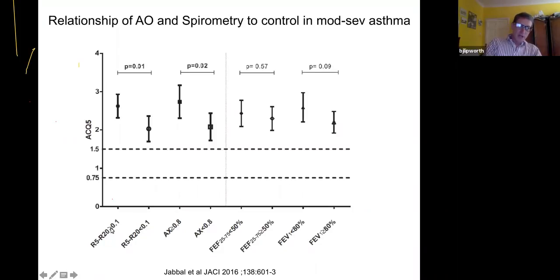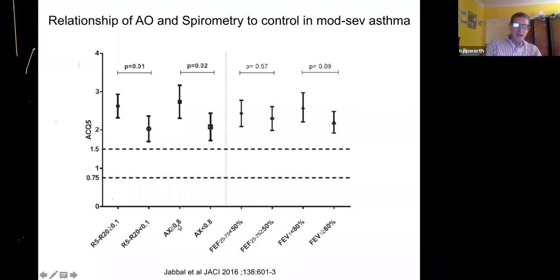because these were more severe patients, we used a cutoff of more than 0.1 kilopascal per litre, which would be more than 1 centimetre of water. And you can see if you compare patients with a high peripheral resistance compared to a low peripheral resistance, then they have much worse control. And you can see that the difference between these two values, these are confidence intervals, exceeds 0.5, which is the minimal important difference for ACQ. So that's a clinically relevant difference.